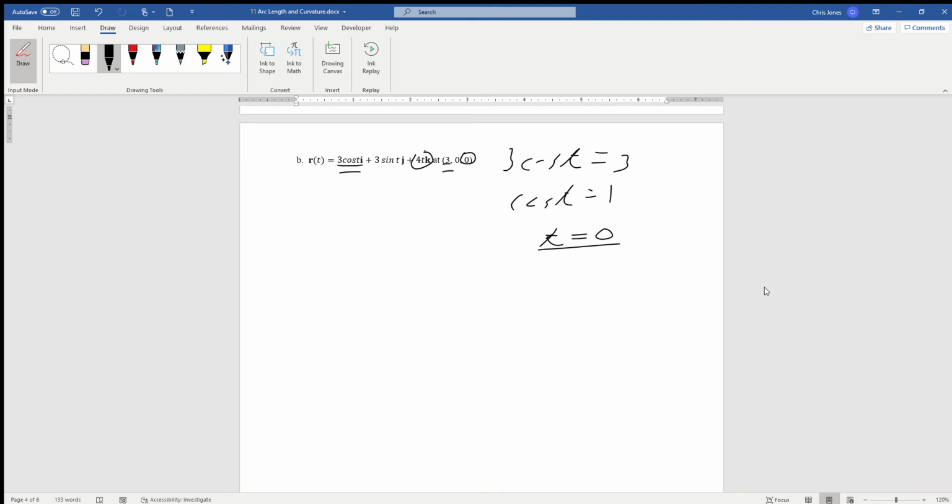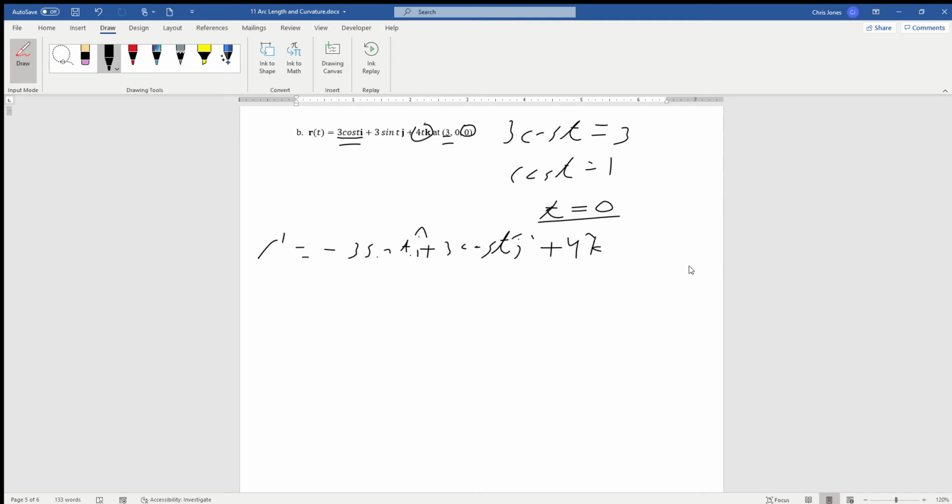Now we have to find r prime and r double prime and then cross those. r prime is going to be equal to minus 3 sin t i plus 3 cos t j, and then plus 4k. And then r double prime is going to be minus 3 cos t i minus 3 sin t j and 0k. I'll put that in there.